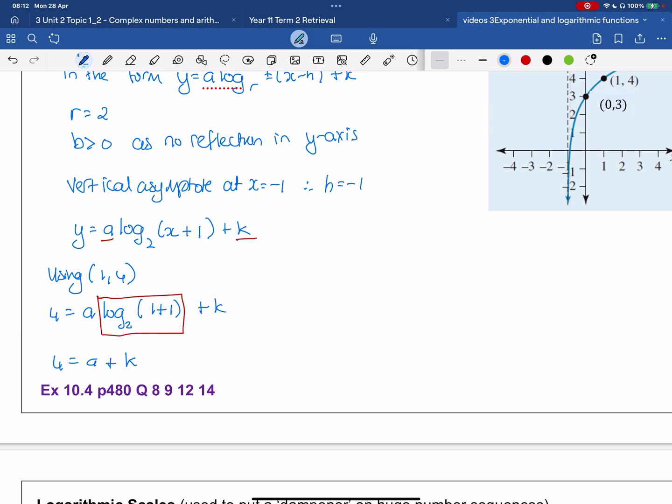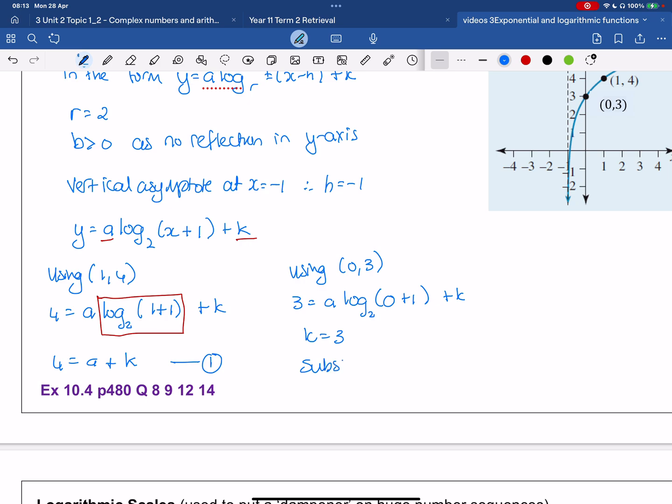equation, and then using 0, 3, we have that 3 is equal to a times log base 2 of 0 plus 1 plus k, and log base 2 of 1 is always going to be 0, so k is equal to 3. Maybe we want to make that equation 1, and so we've got a value for k.